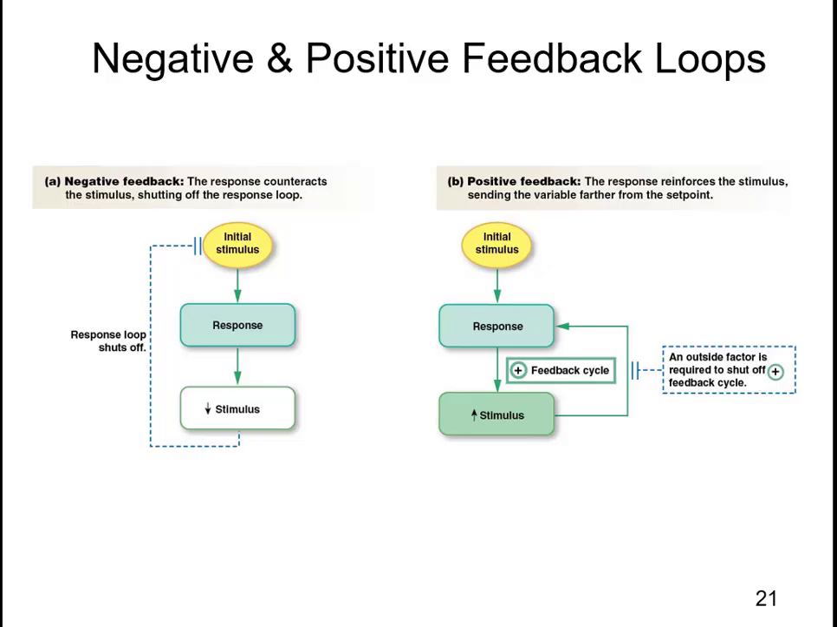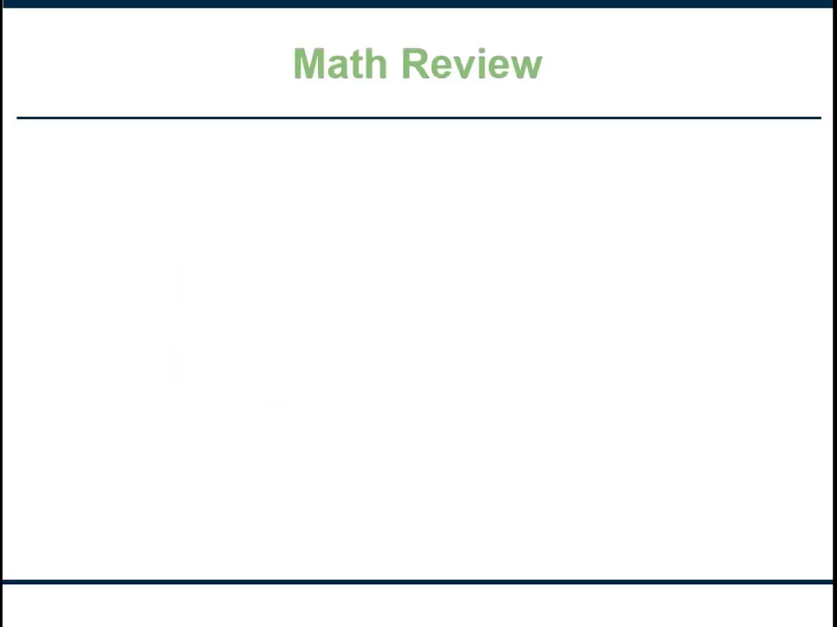All right, this slide here just talks about negative and positive feedback loops. I've already kind of covered this, so you can read through this if you like. But like I said, in a negative feedback loop, it shuts itself off. A positive feedback loop is a little more difficult to control. You need an outside factor in order to control it. Okay, so that's the first part of my review.